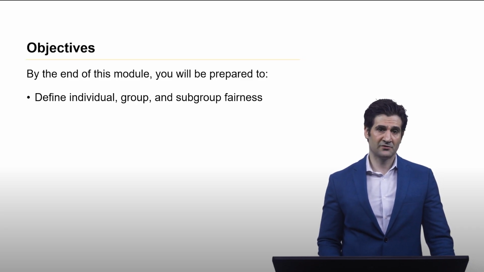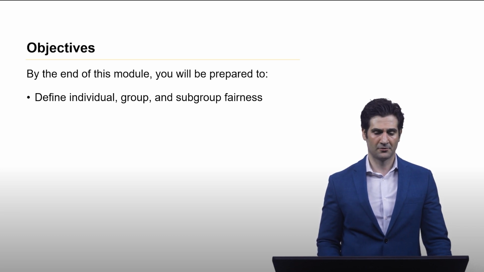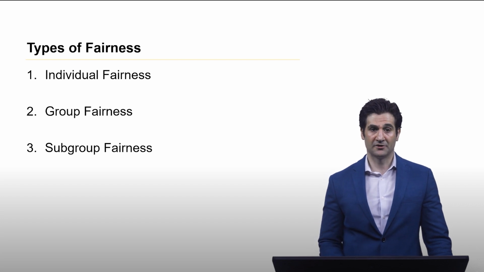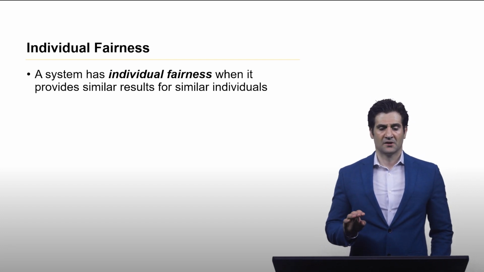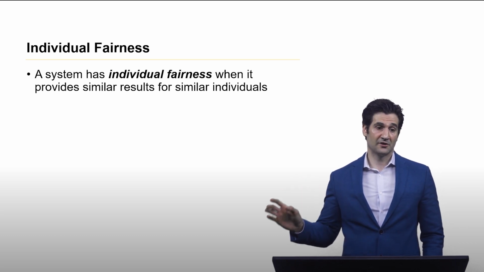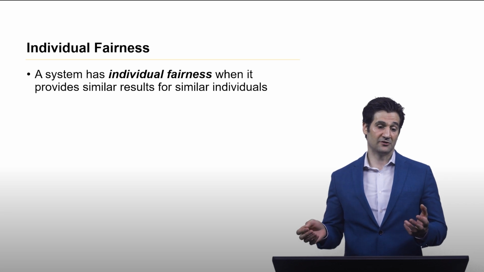So here's our objective. We're going to look at fairness for individual, group, and subgroup. And so it's divided up into these three categories. So let's start with individual fairness, and that is when a system provides similar results for similar individuals, regardless of, say, protected attributes like age, race, and so on.